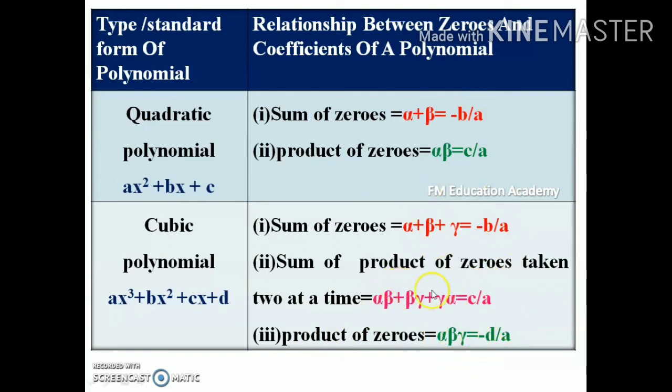Now, why are we having three formulas in case of a cubic polynomial and only two formulas in case of a quadratic polynomial for the relationship between zeros and coefficients? Because here I have only two zeros. I cannot write the sum of product of zeros in case of a quadratic polynomial, because I just have alpha beta plus alpha beta. So that does not exist. Only the sum of zeros and product of zeros exist in the relationship between the zeros and the coefficients.